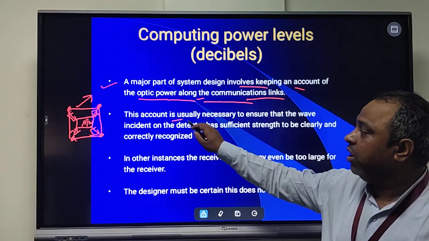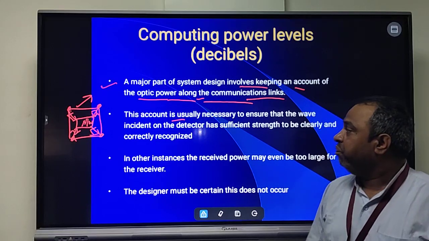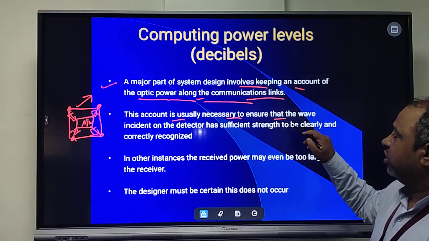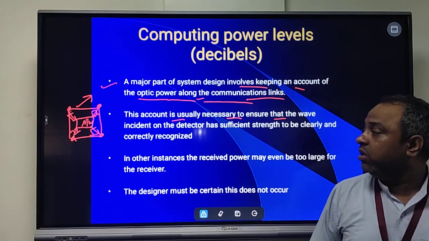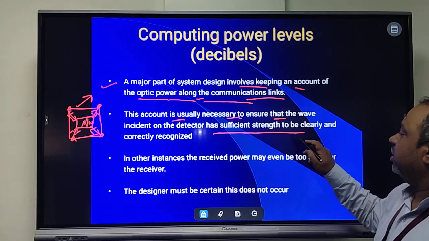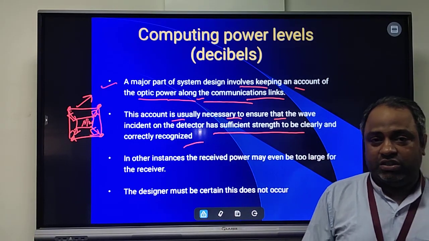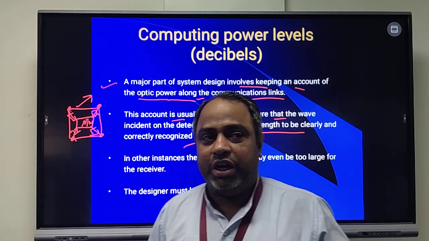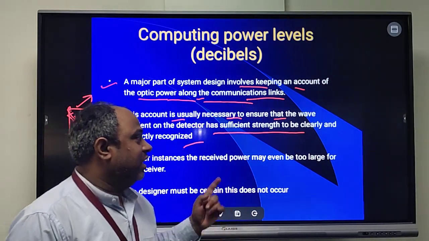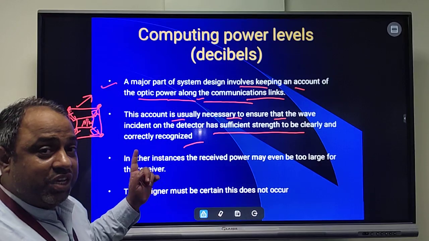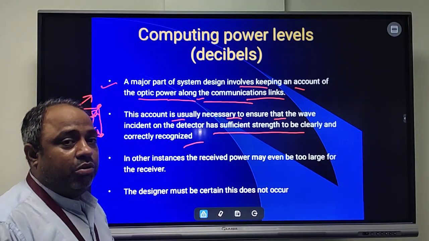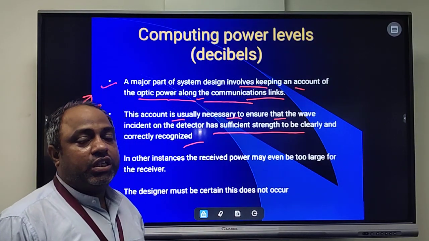Now we are talking about the second one. The count is usually necessary to ensure that the wave incident on the detector has sufficient power to be correctly recognized. One of the major and important parts of this is to understand which data, which detector, which part is important for sharing the information.